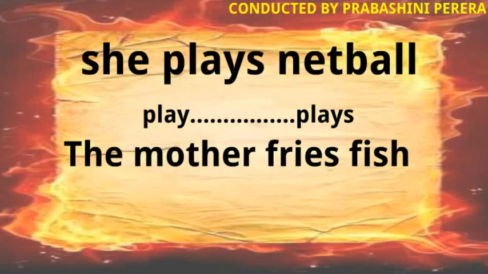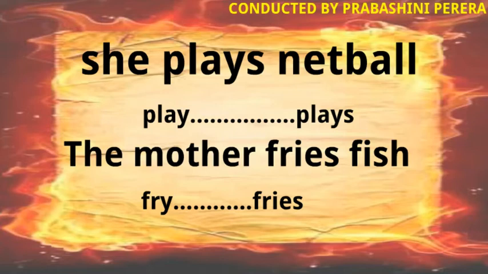If the verb ends with y, we have to look at the letter before y. If that letter is a vowel, then we add s to the end of the verb. But if the letter before y is a consonant, we have to cut y and add ies to the end of the verb. See these instances.